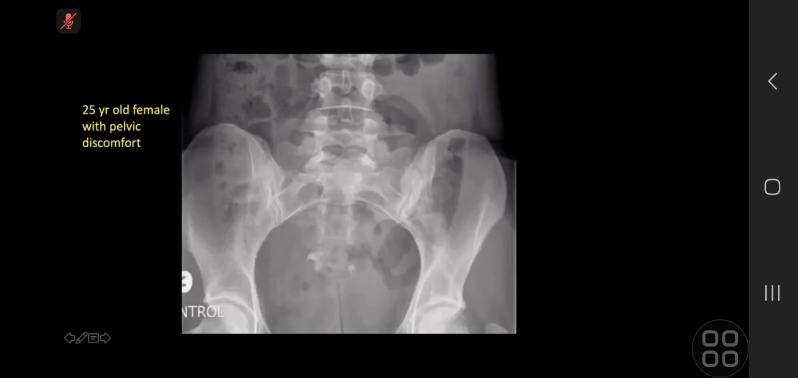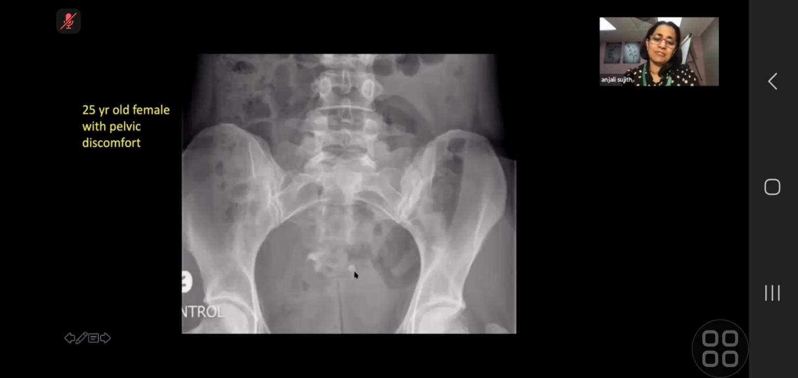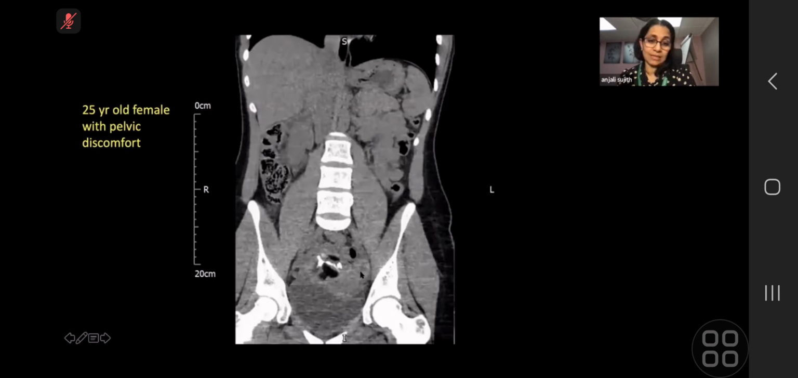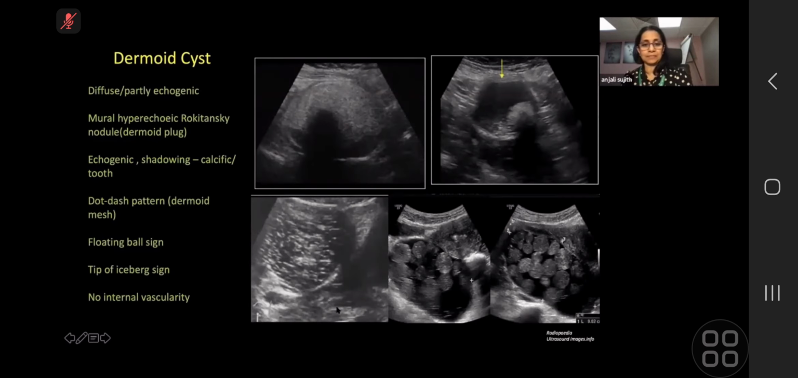Yeah, if you stretch your imagination, you can actually see that this looks like a tooth-like configuration. I don't know if it's that clear on your screen. So in a female, if you see this kind of dense calcified opacities, you have to think of dermoid in the differential. And yes, CT did show a dermoid with calcification and fat density.